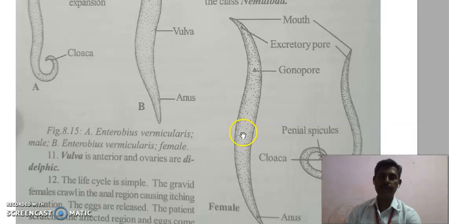Both female and male organisms are present. Except for the gonads, all the organs and anatomical parts are similar. Mouth, excretory pore, anus, everything is similar. But there is a huge difference between the male and the female organism. The female organism is a little bit bigger and longer compared with the male organism. In the male organism, special organs are present: the cloaca and penial spicules are also present here.